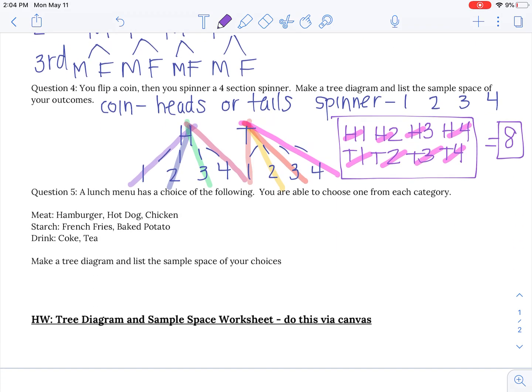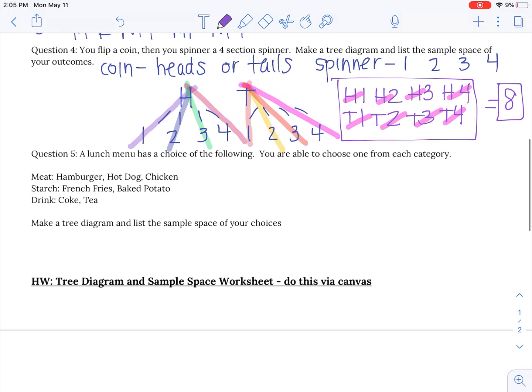Let's move on to question number 5. In question number 5, I have a lunch menu choice of the following, and you are able to choose one from each category. So from the meat, I have a hamburger, a hot dog, or chicken. From the starches, I have French fries and baked potatoes. And from the drinks, I have Coke and tea.